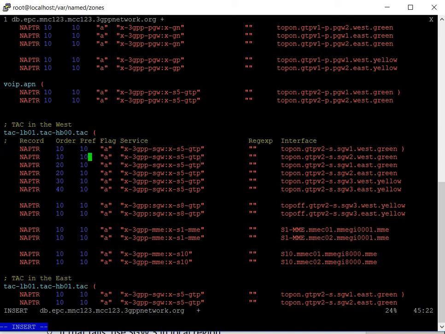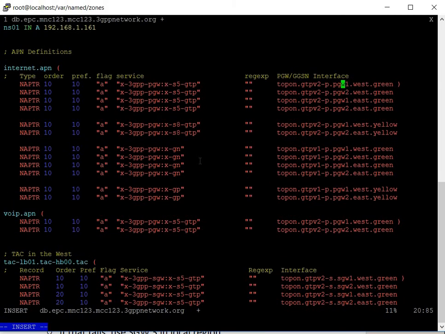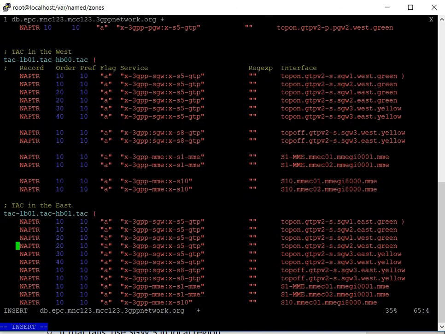So order 10, this first lowest order, is West green for tracking area 1. So if I'm in tracking area 1 and I'm requesting the Internet APN, I care about West green before I care about East green because the topological closeness indicator is on. And it's only if those were to fail that I would take what is eligible, which is East green, and vice versa in the eastern regions because I've reversed the order statements in this TAC in the east. That's tracking area 257, I believe, 101 hexadecimal. In this tracking area, I've said that East green is preferred first, then West by these order statements.